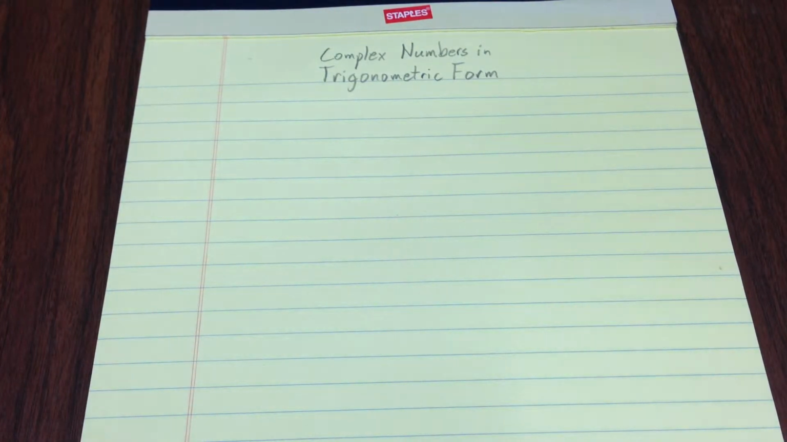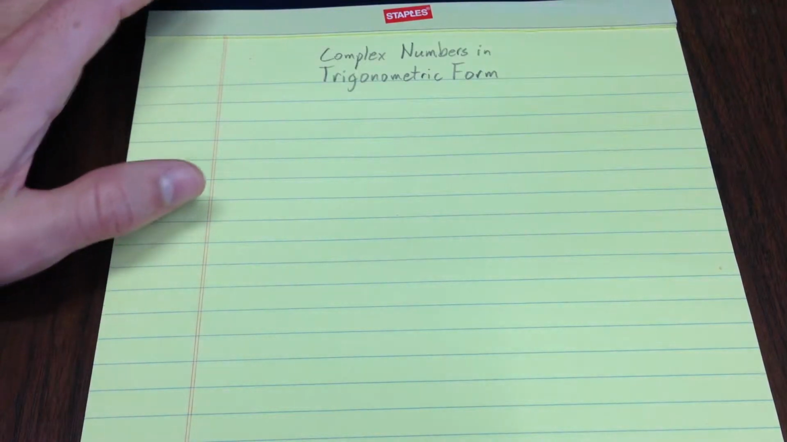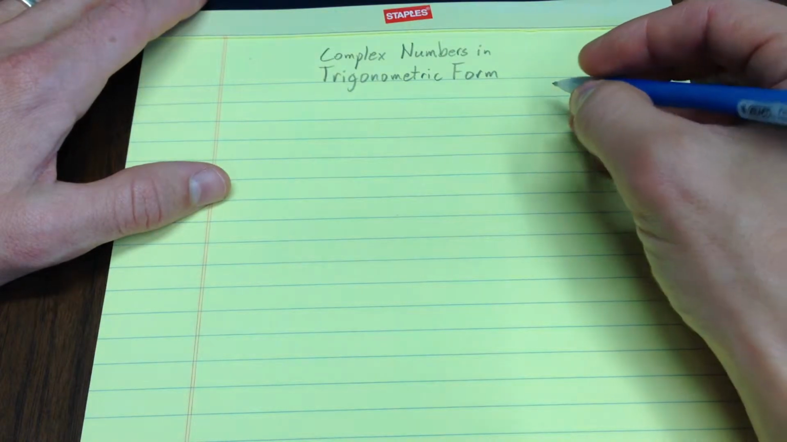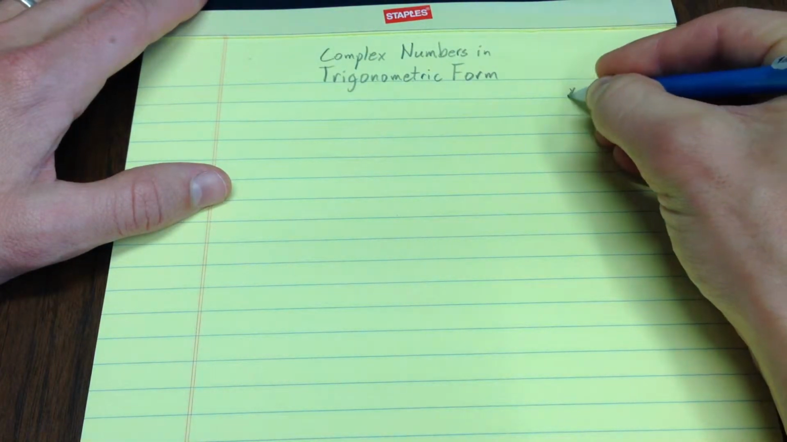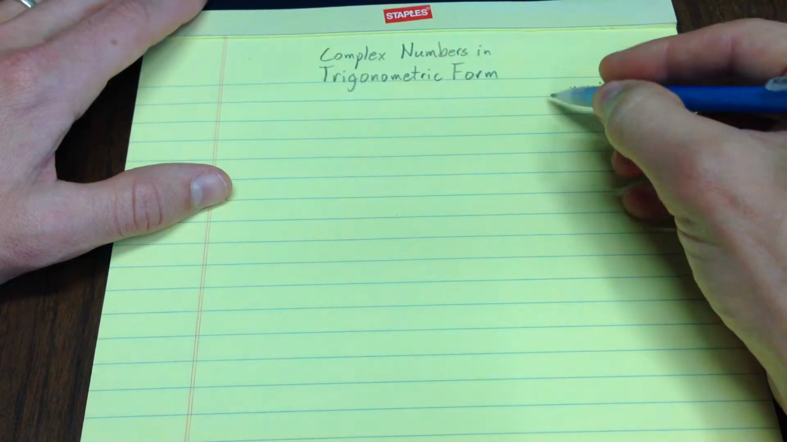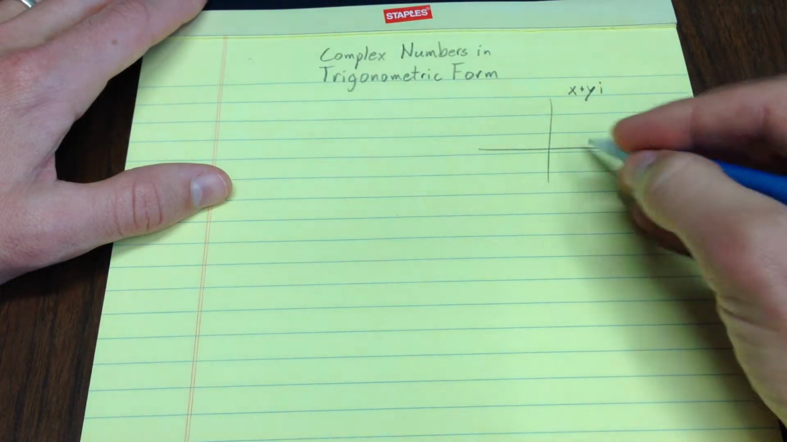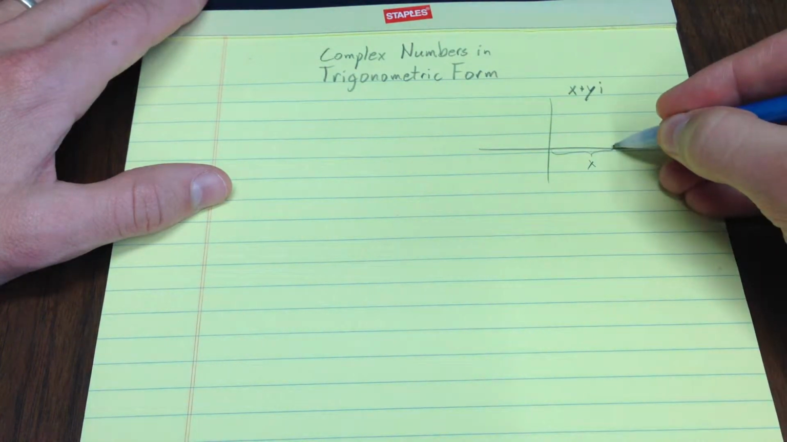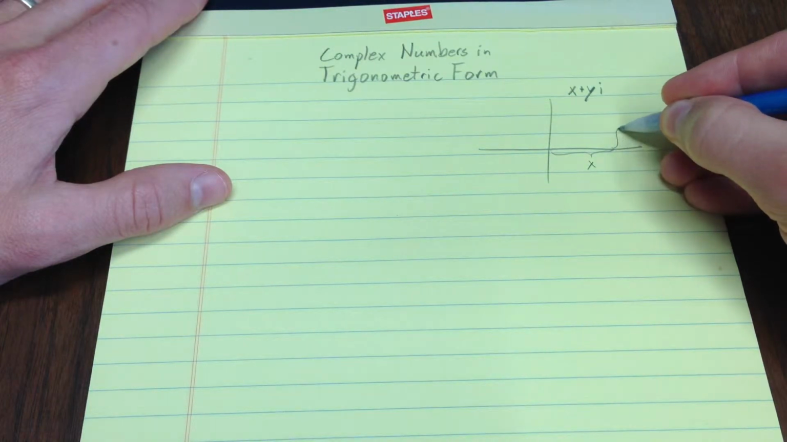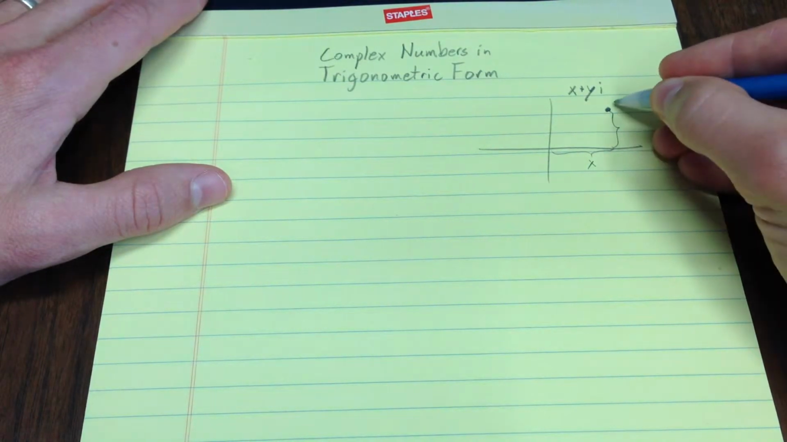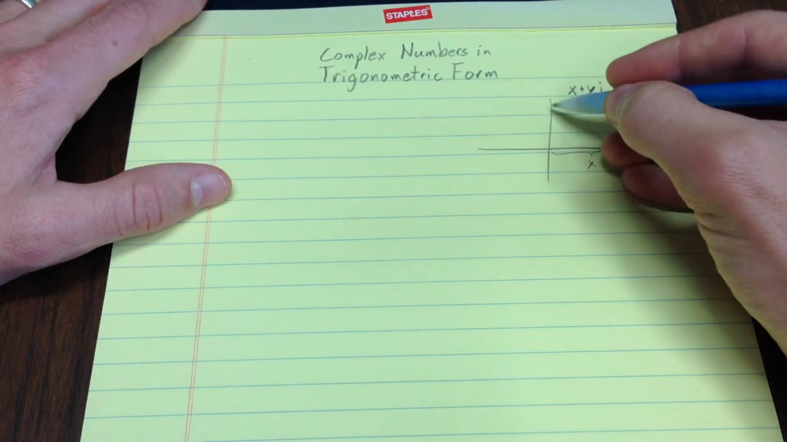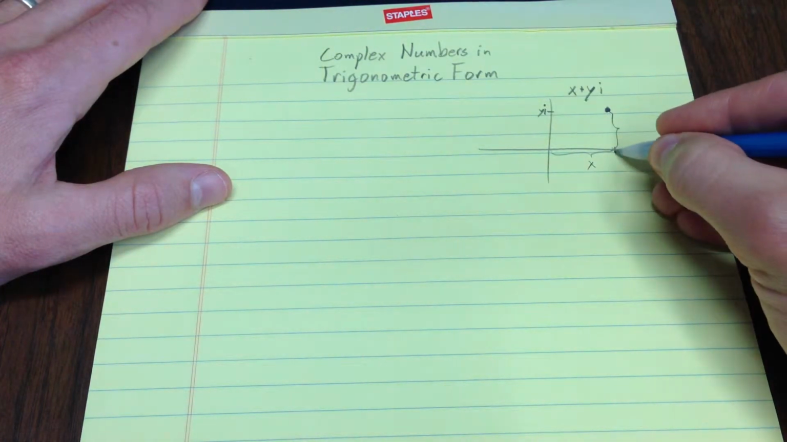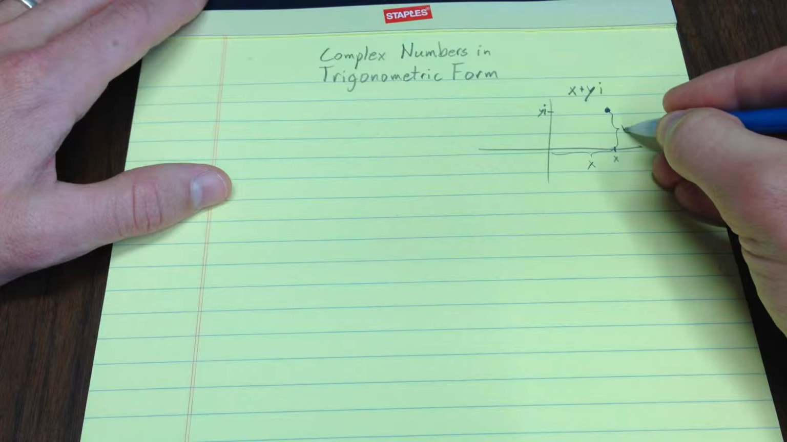Let's talk about writing complex numbers in trigonometric form. So you remember that a complex number is a real part plus an imaginary part. Let's just imagine that I had something that was x plus yi. So in the complex plane, that would say that I was a distance of x to the right, a distance of y up, and this point would be x plus yi. Okay?